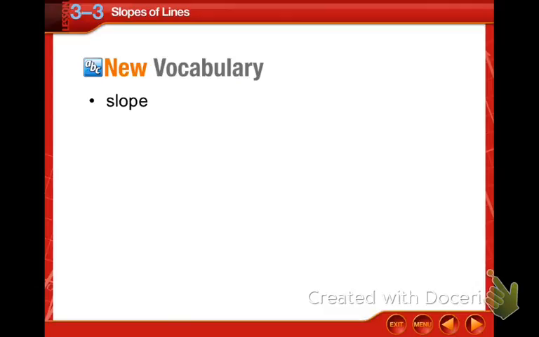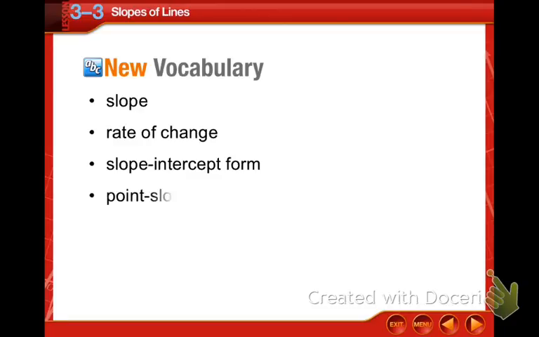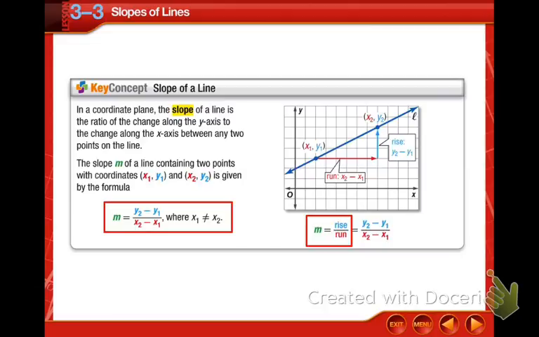So the vocab for today: slope, rate of change, which is what slope is, slope-intercept form for an equation, point-slope form for an equation, and that's it. So here we have slope, m is equal to the change in y over change in x. That's what this is basically saying. And we can also do rise over run for when we're looking at a graph.